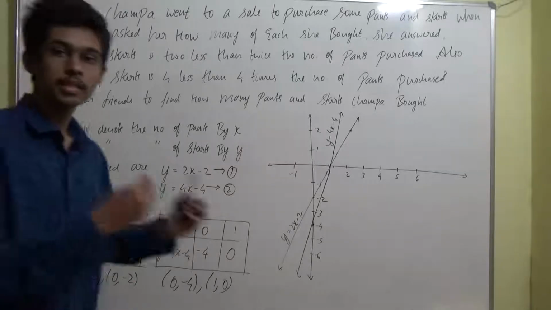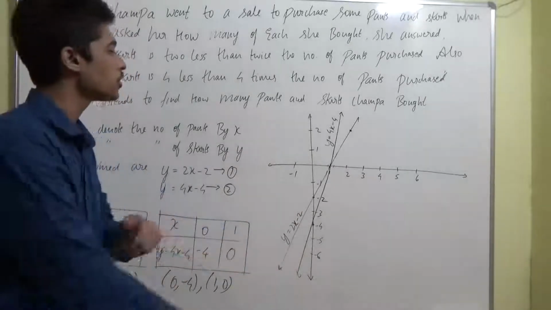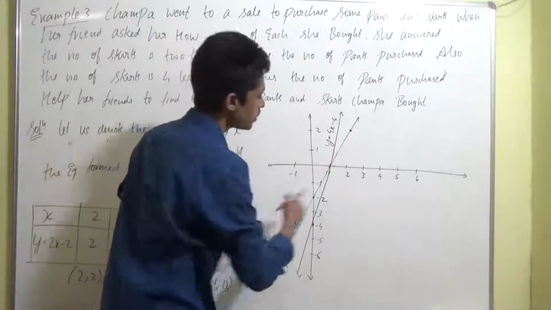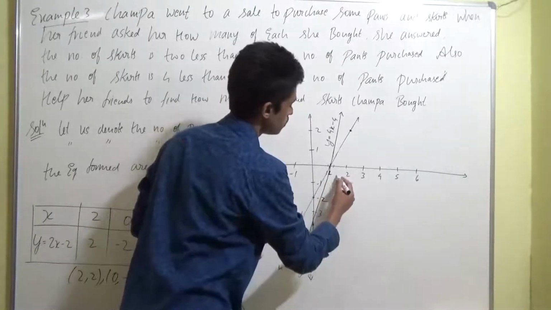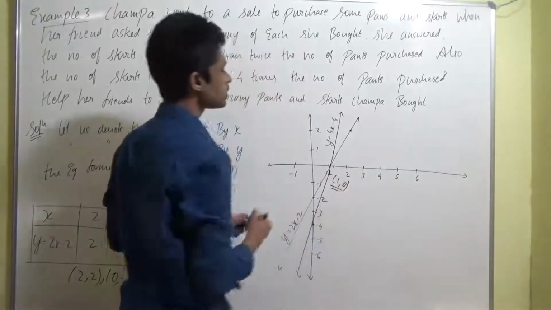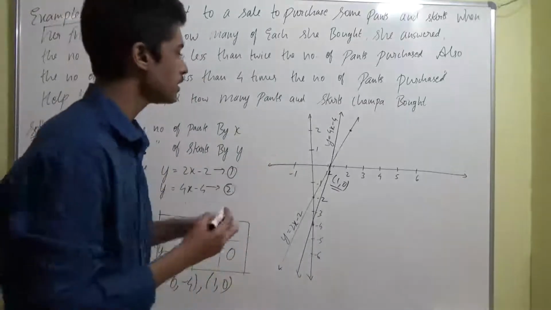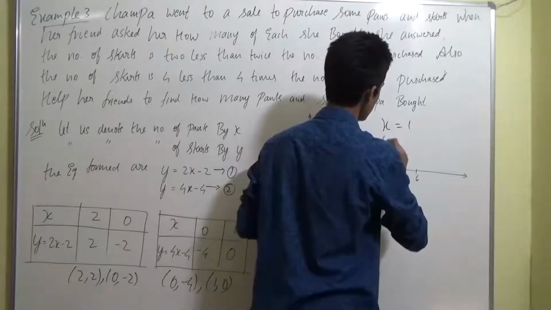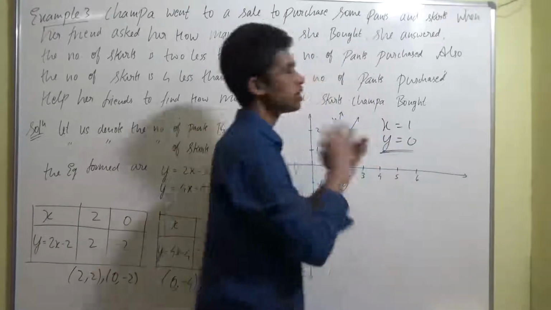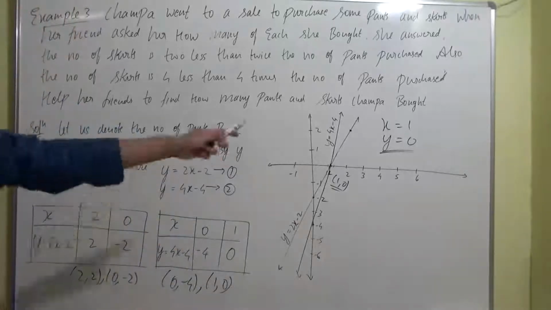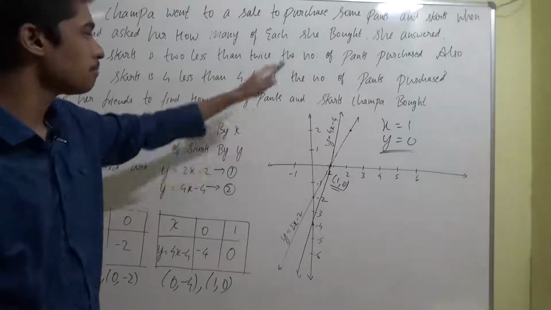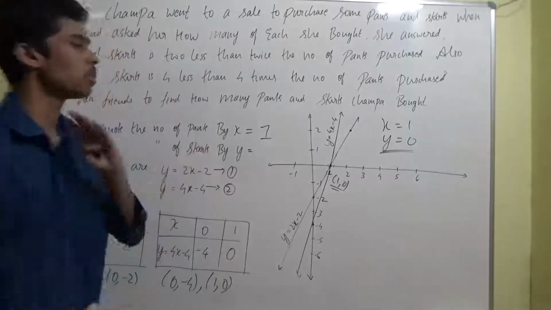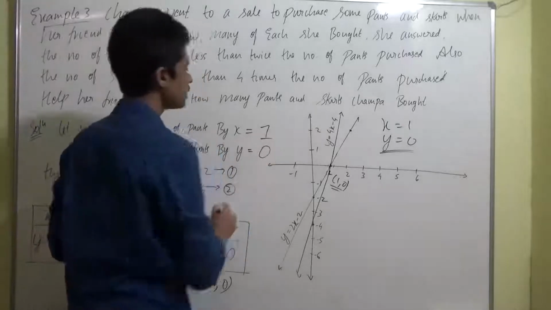Now, as I said, the graphical solution you're going to get from the intersection point, right? So in these 2 lines, the intersection point is here, (1, 0). Right, the intersection point is (1, 0), which means X equal to 1 and Y equal to 0 are the solution of this question, which means the number of pants brought by Champa is 1 and the number of skirts brought by Champa is 0, which means she didn't bring any skirt.